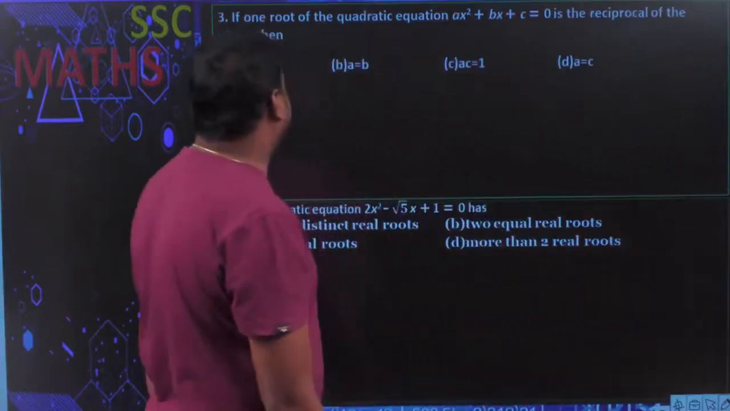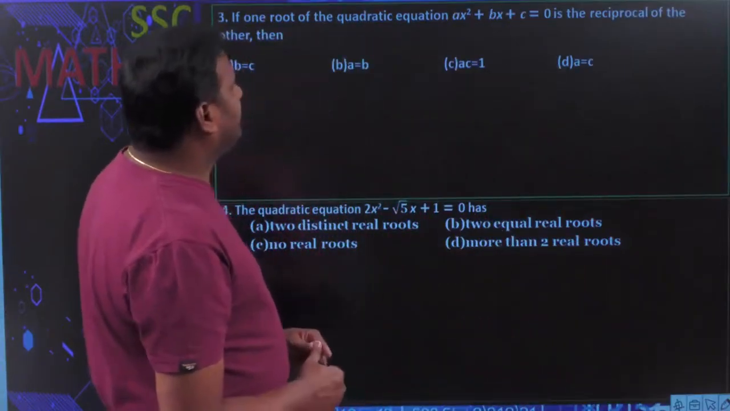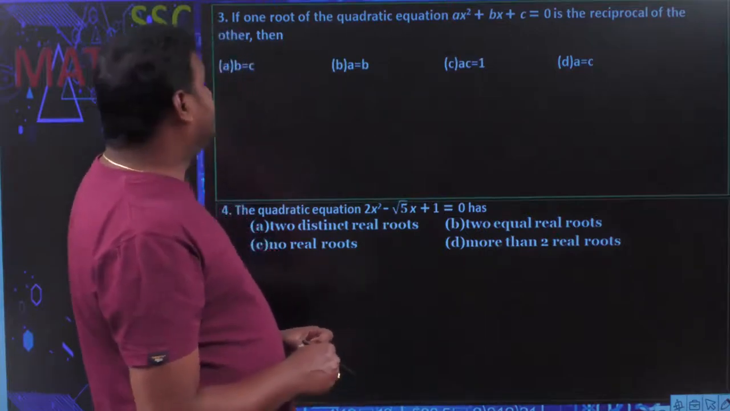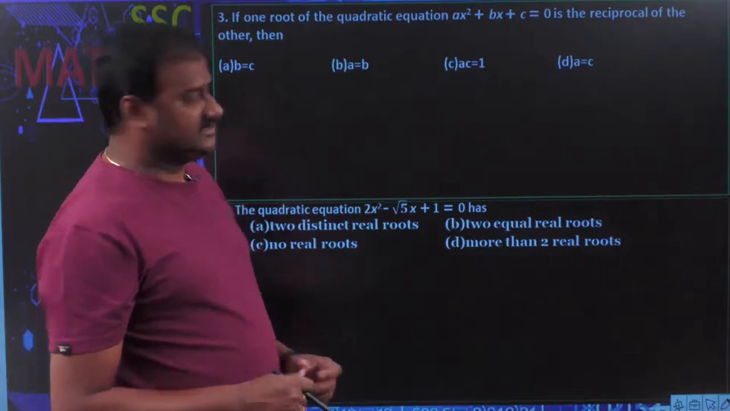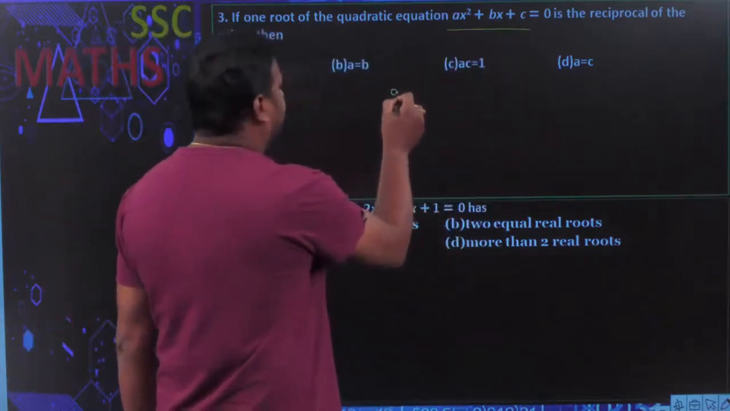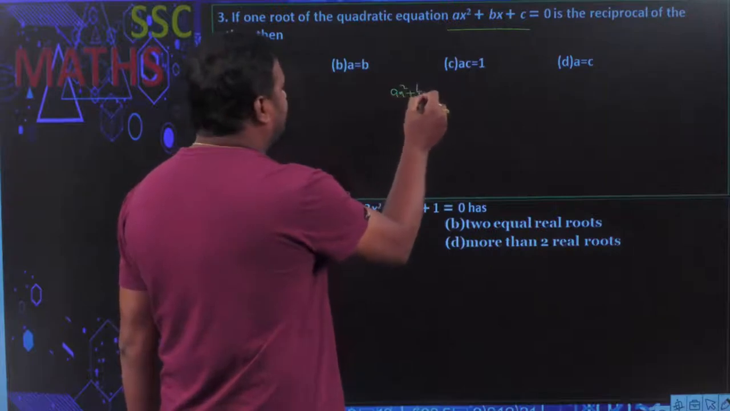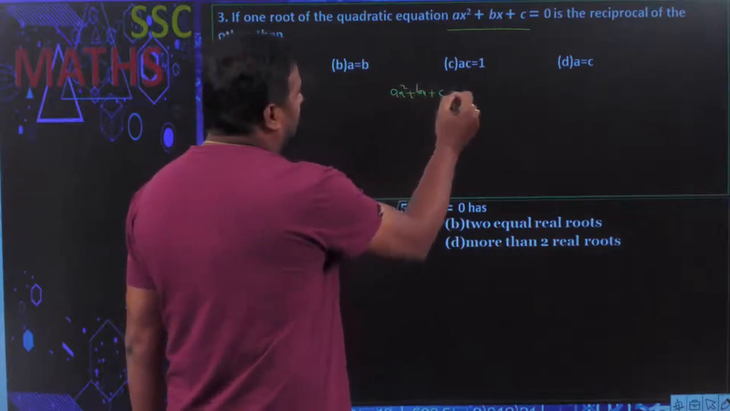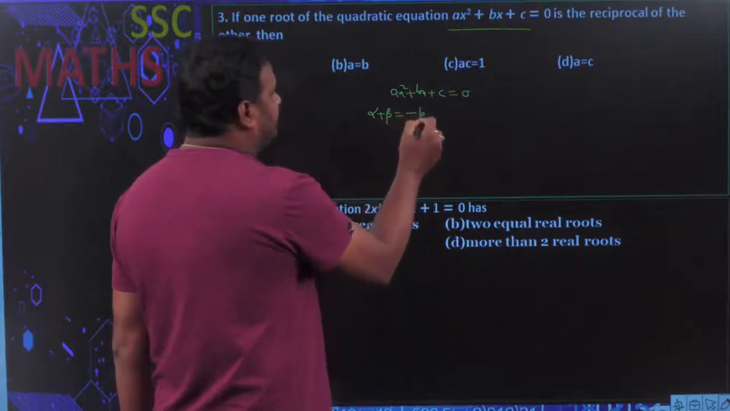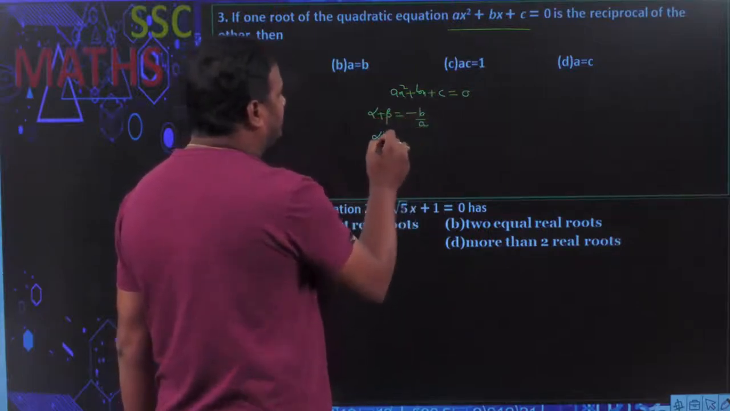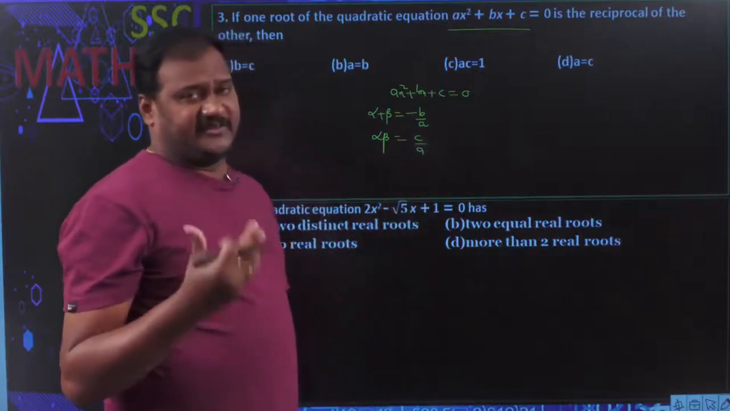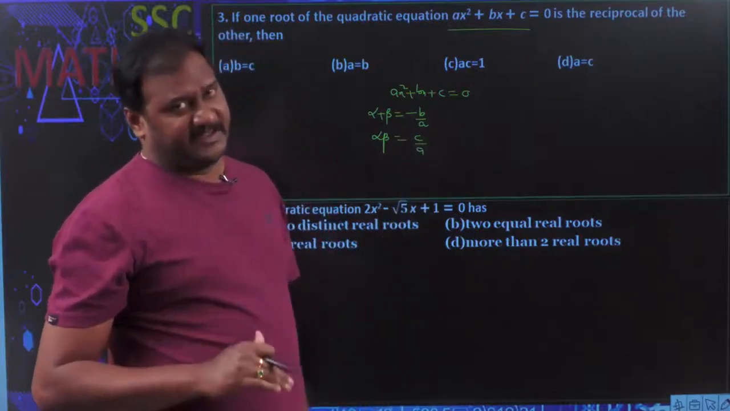The next problem here is, if one root of the quadratic equation ax square plus bx plus c equal to 0 is the reciprocal of the other, then what? See, the given quadratic equation is ax square plus bx plus c is equal to 0. Suppose the sum of the roots of this quadratic equation is minus b by a and the product of the roots is going to be c by a. When the roots are different roots, they are alpha and beta.